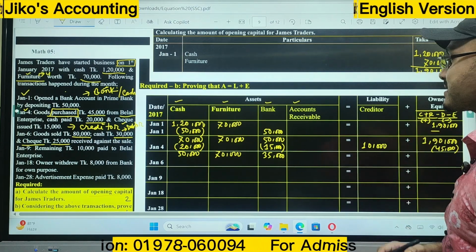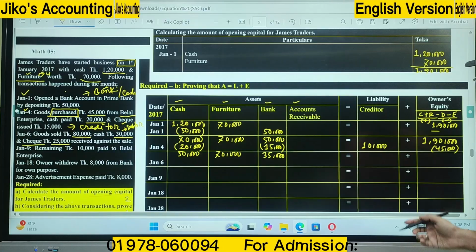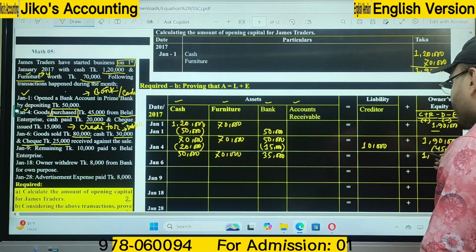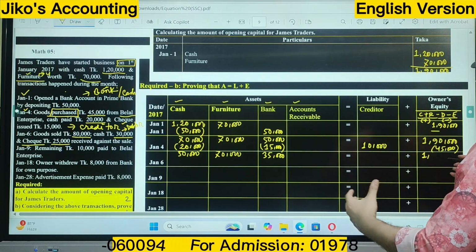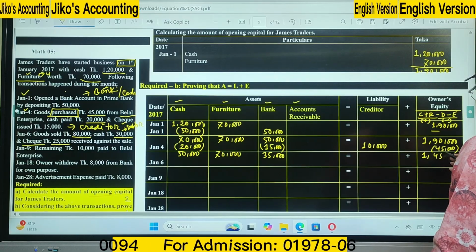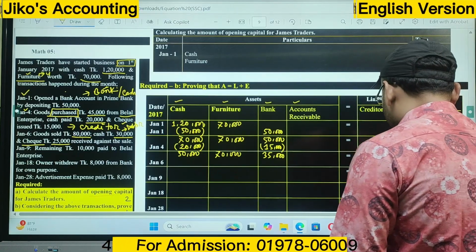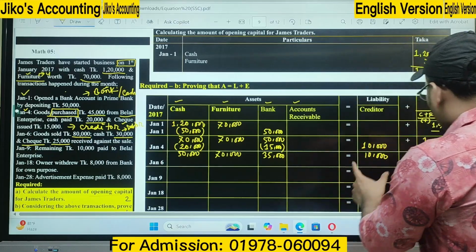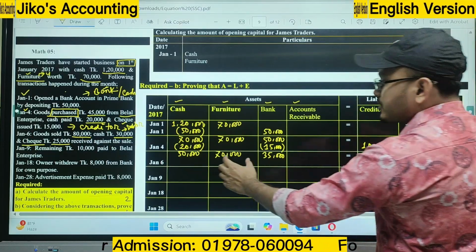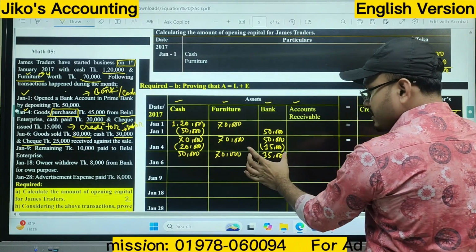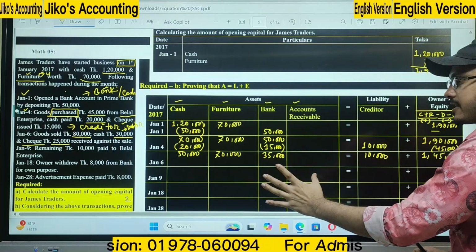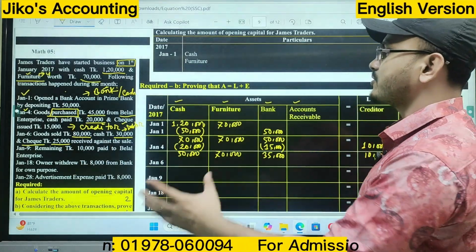There might arrive a question, how you are doing this math. Try to get this one. Now what is our total amount here? First of all, I have to figure out the total number here. 45,000, then 10,000. Now add all of them. 1,55,000 taka. So 1,20,000, then 35, 1,55,000 taka. How you have found it? Try to get this one.